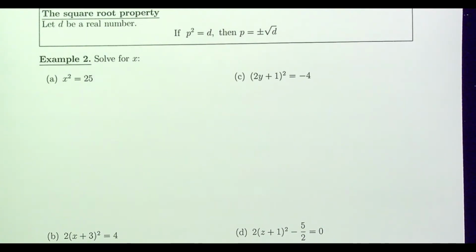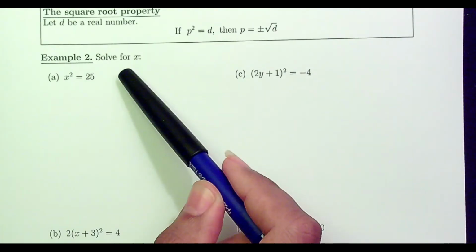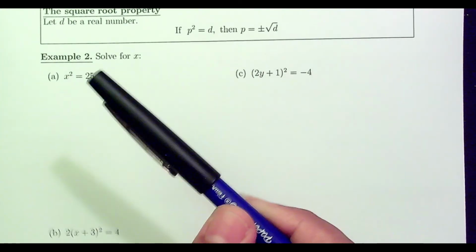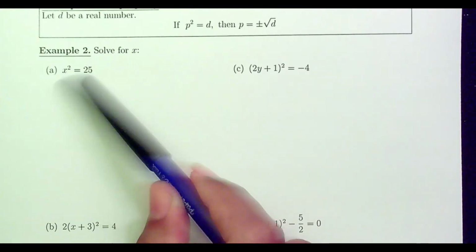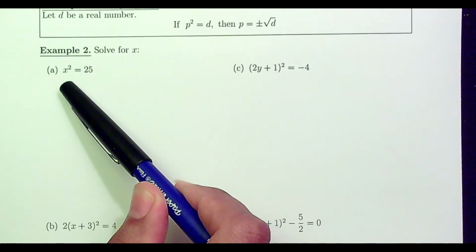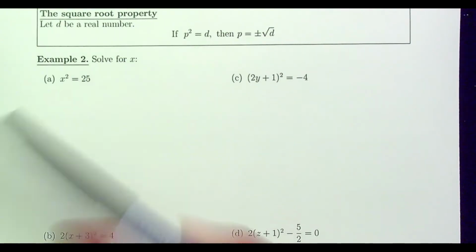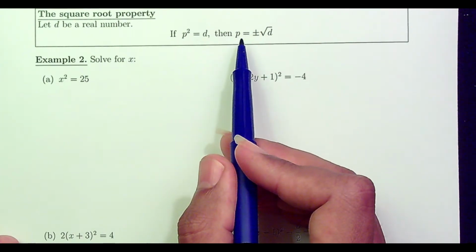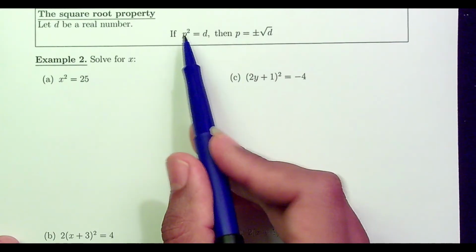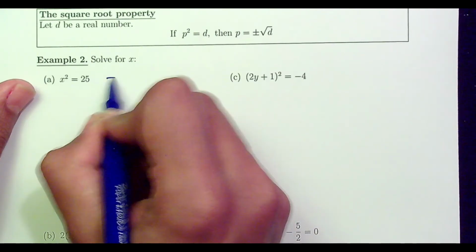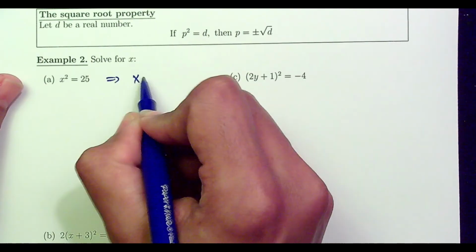So for example, this one right here says solve for x: x squared equals 25. Okay, you see I have two terms and one side is squared. So this is ripe for the square root property. The square root property tells me that I'm just gonna get the variable, the thing that is squared but without the square. So if I take the square root on both sides, I'm gonna get x.